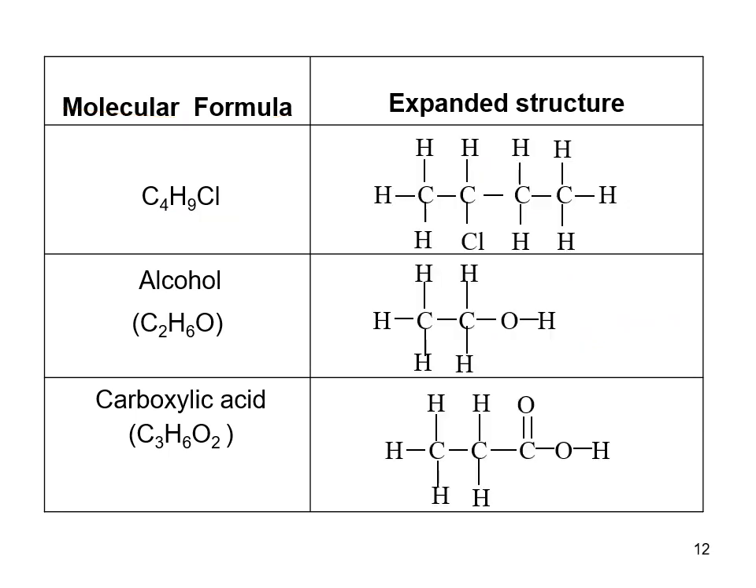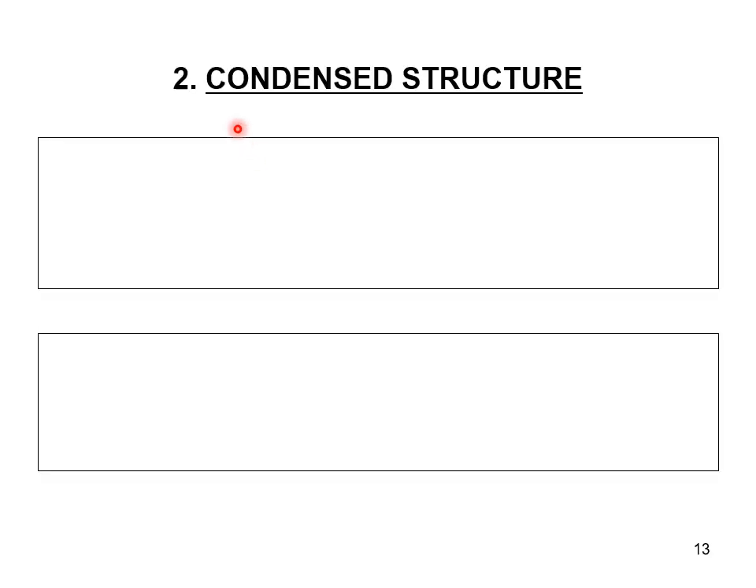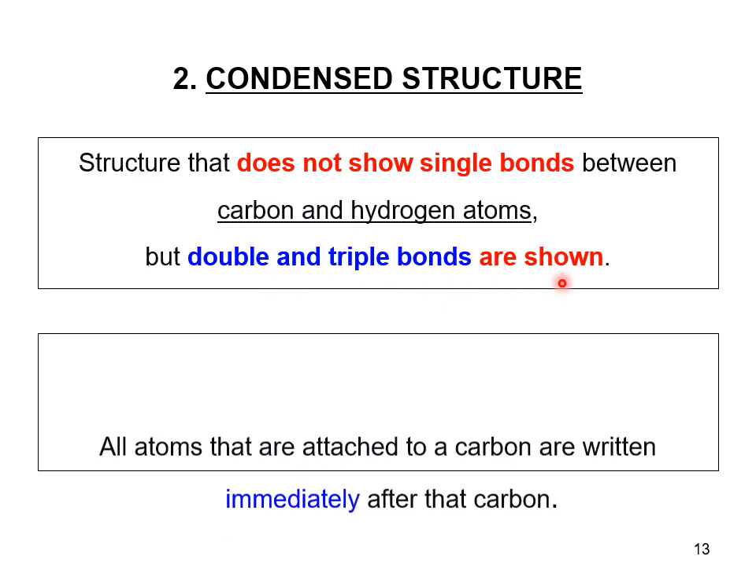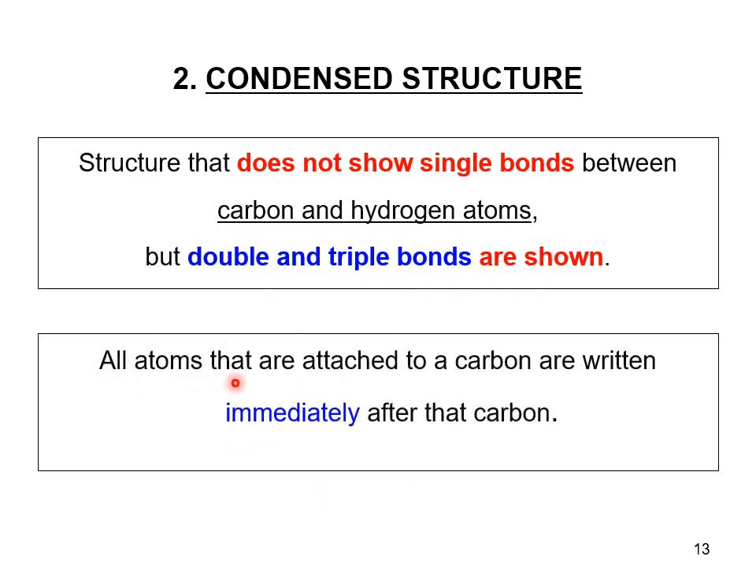Let's check. This is nicer because it's typing. Condensed structure: a structure that does not show single bonds between carbon and hydrogen atoms, but double and triple bonds are shown. And all atoms that are attached to a carbon are written immediately after that carbon.